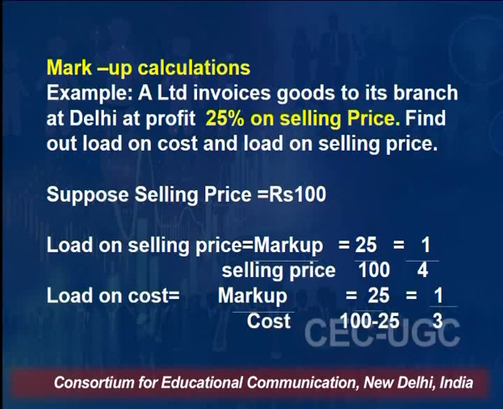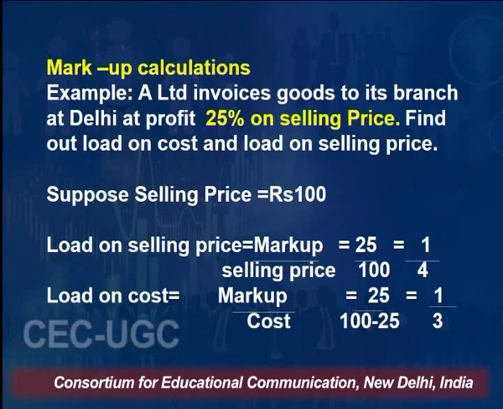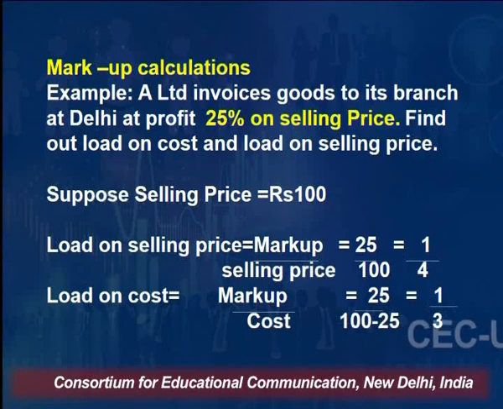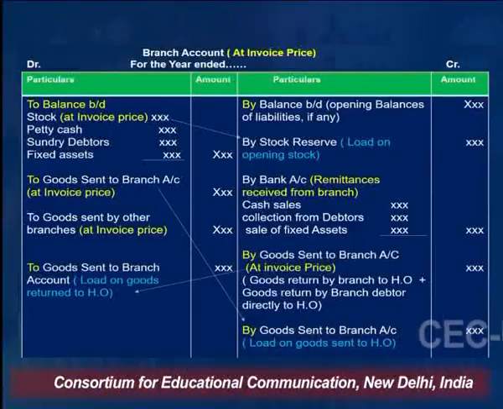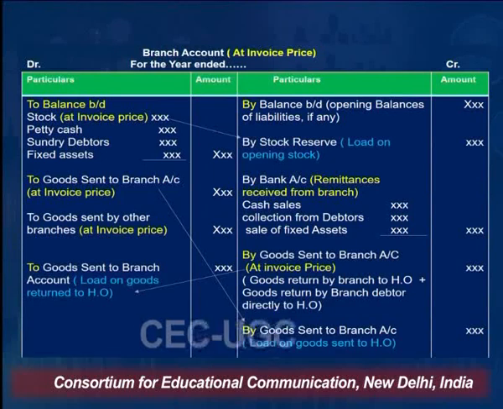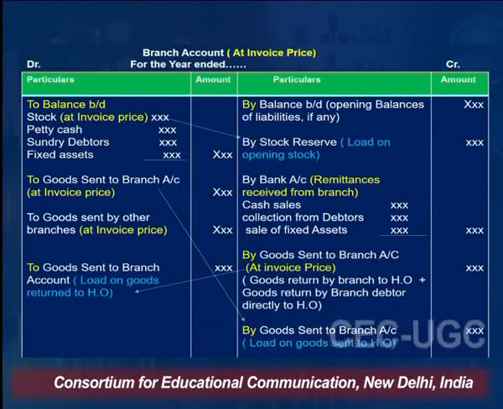How to calculate the load on selling price? Load on selling price is simple. It is the profit percentage upon selling price, and the profit percentage is already given in the question, that is 25% on selling price. So 25/100, which is 1/4. This is really very important to calculate the loading before preparing the branch account at invoice price. So let's begin with the branch account at invoice price. How to prepare it? See, this is the format of the branch account at invoice price. This is similar to the branch account at cost price. We already talked about how to prepare the branch account at cost price in our previous lecture.